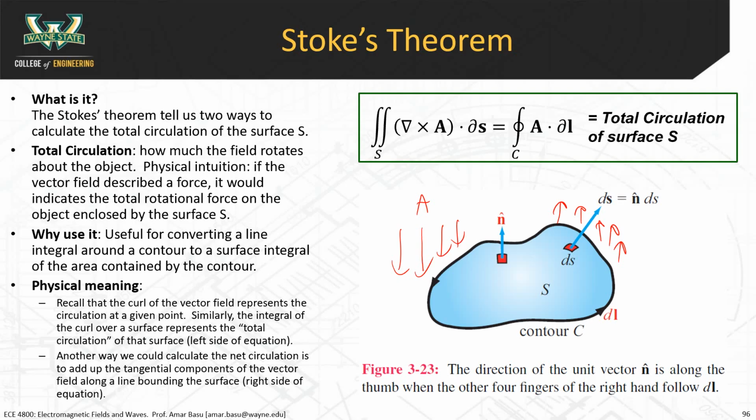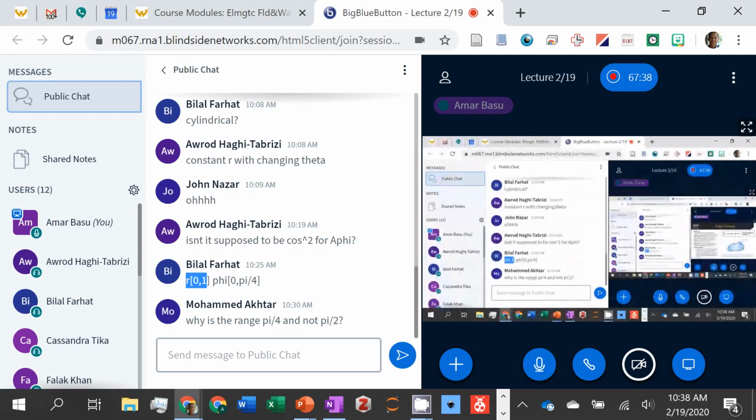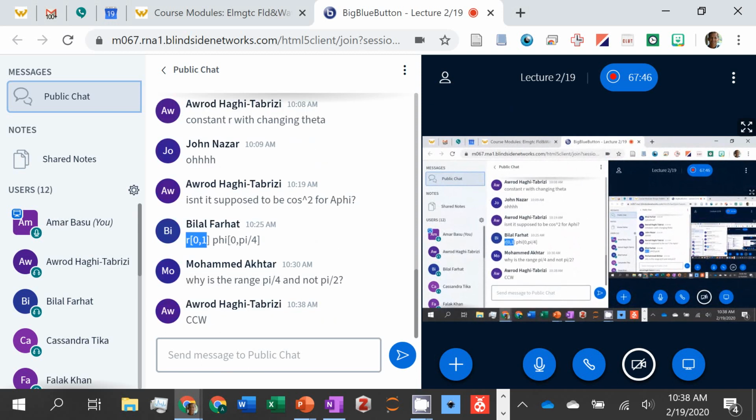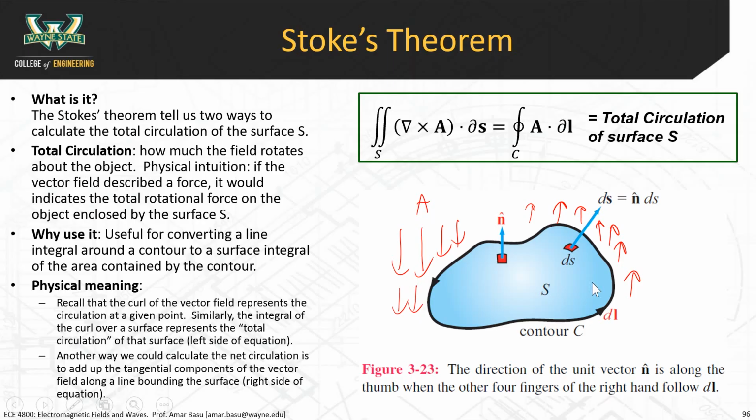So I'll go back to the graph here. I've drawn an imaginary vector field A, which has the arrows shown here. The arrows are pointed down in this direction and pointed up in this direction. So what direction would this surface rotate? Counterclockwise. Exactly. You imagine a force going up on this side and a force going down on this side. That would cause this contour to rotate.